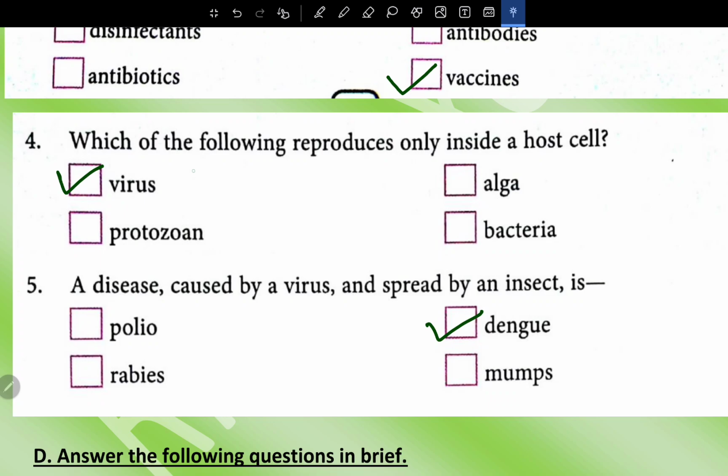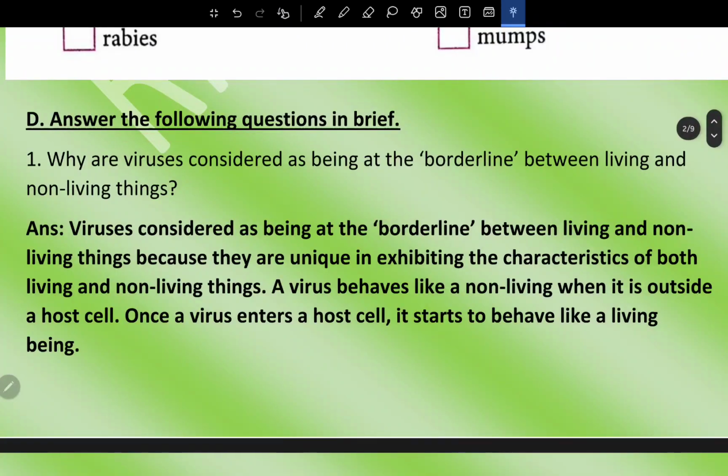Fourth, which of the following reproduces only inside a host cell? This is virus. Fifth, a disease caused by virus and spread by an insect is dengue. Now let's move to the question answer.